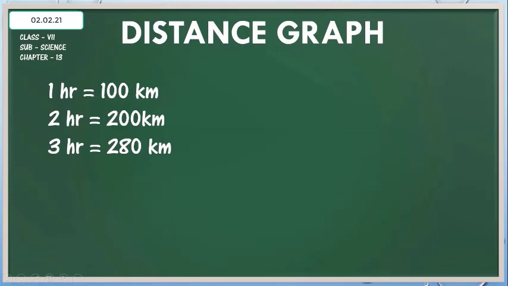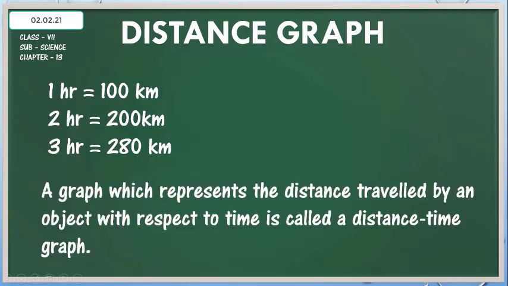For example, if we have any object or person whose traveling time and distance is known, like in 1 hour the person or the object covers 100 kilometers, in 2 hours it covers 200 kilometers, or maybe in 3 hours it completes 280 kilometers. Now, if you want to represent the same data graphically, it becomes a distance time graph, as it has the data about the distance and the time as well. So that is why it is called a distance time graph.